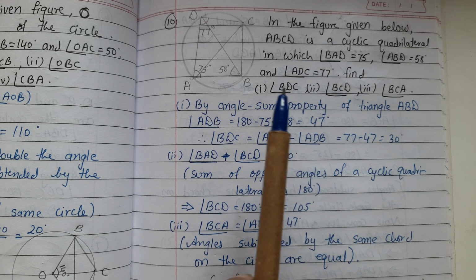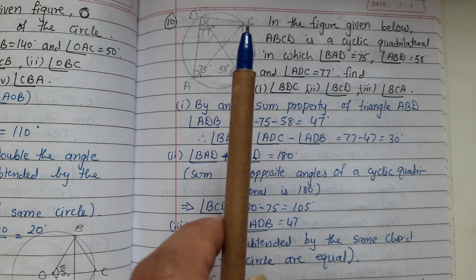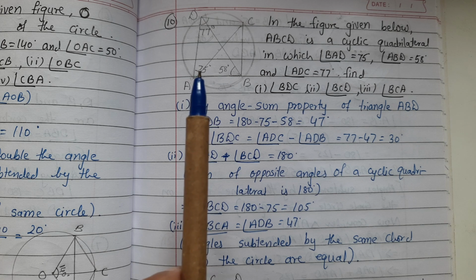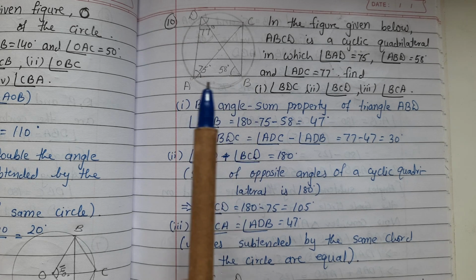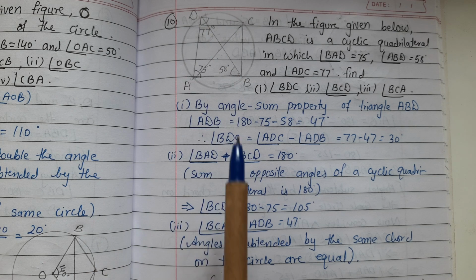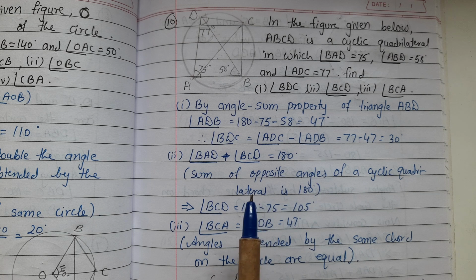Second part, find angle BCD. Since it is a cyclic quadrilateral, the sum of the opposite angles is 180 degree. Therefore, angle BAD plus angle BCD is equal to 180 degree. Sum of the opposite angles of a cyclic quadrilateral is 180 degree. Therefore, angle BCD is equal to 180 minus 75 equal to 105 degree.